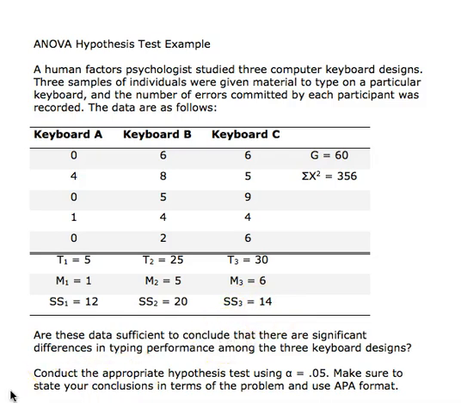So the question is, are these data sufficient to conclude that there are significant differences in typing performance among the 3 keyboard designs? Conduct the appropriate hypothesis test using alpha equal to 0.05. Make sure to state your conclusions in terms of the problem and use APA format.